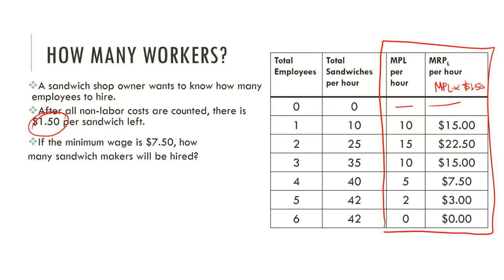Now, when we have 2 employees, we go from 10 total sandwiches to 15. And so the marginal product of labor for the second employee is 15. Why is it going up? Is it because the second employee, we found a better worker? We've now hired a better guy to make sandwiches than the first guy?